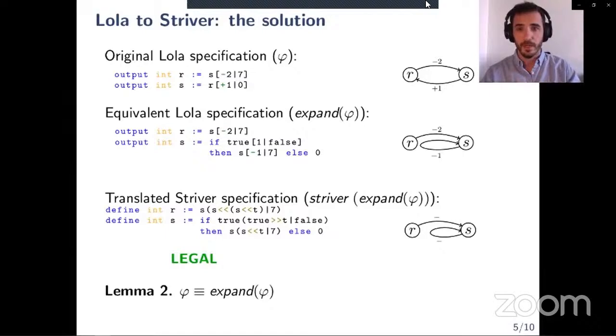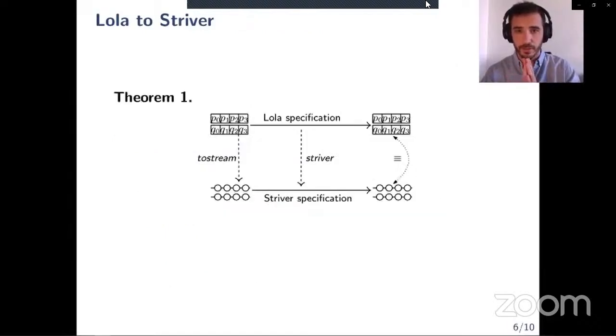And in theorem 1 in our paper, we essentially show that this diagram is correct. So we can take a Lola specification, we can expand it, or we can assume for lemma 2 that it does not have cycles with edges of mixed weights, and we can always obtain a Striver, a legal Striver specification from it. We can translate the input streams, compute on both sides, and obtain equivalent output streams.